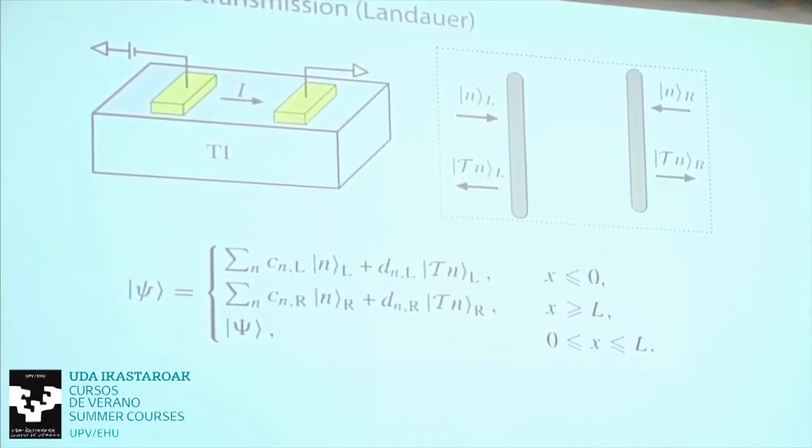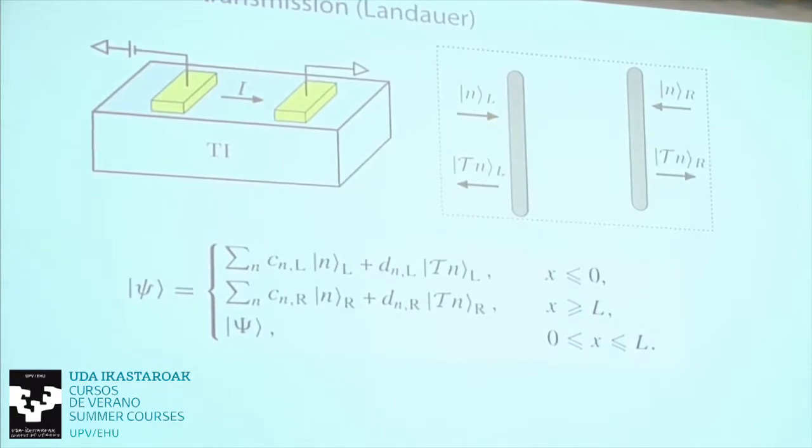So I'm going to abstract this into this thing. So here's one lead, here's another lead. There is a number of incoming modes coming in here, which I call n left. Outgoing modes on the left are the time reverse of those, and the same on this side. Now, in the left lead, which is x more than 0, my wave function is some linear combination of the in and outgoing modes. In the right lead, x larger than L, it's a linear combination of the in and outgoing modes on the right. And in the middle, it's something.